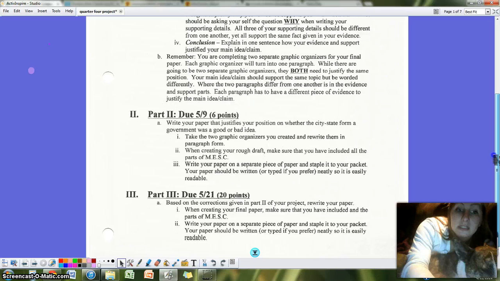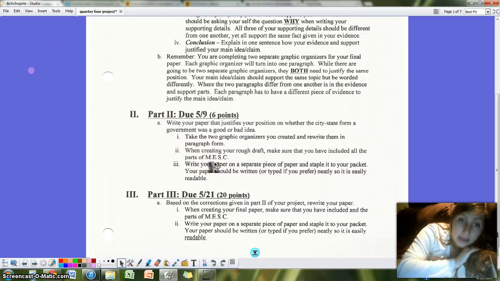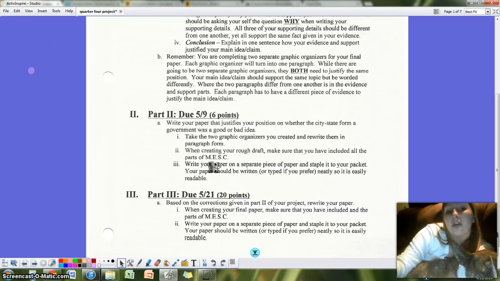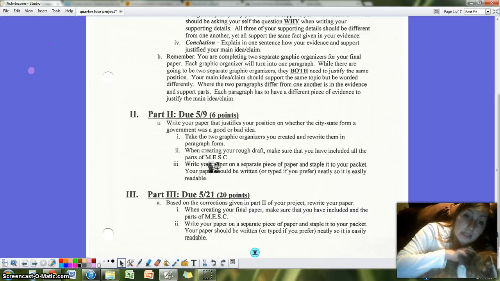Part 3 of your project, again, when you turn in part 2 of your project on May 9th, I'm going to collect that, correct it, make corrections on there, and I'm going to turn it back to you. You're going to have to take those 2 paragraphs that you wrote, fix them based on the corrections that I gave you and that we talked about, and you're going to have to rewrite it on a new piece of paper. Again, type it if you prefer, and turn that back in. And that is the third and final part of your project.